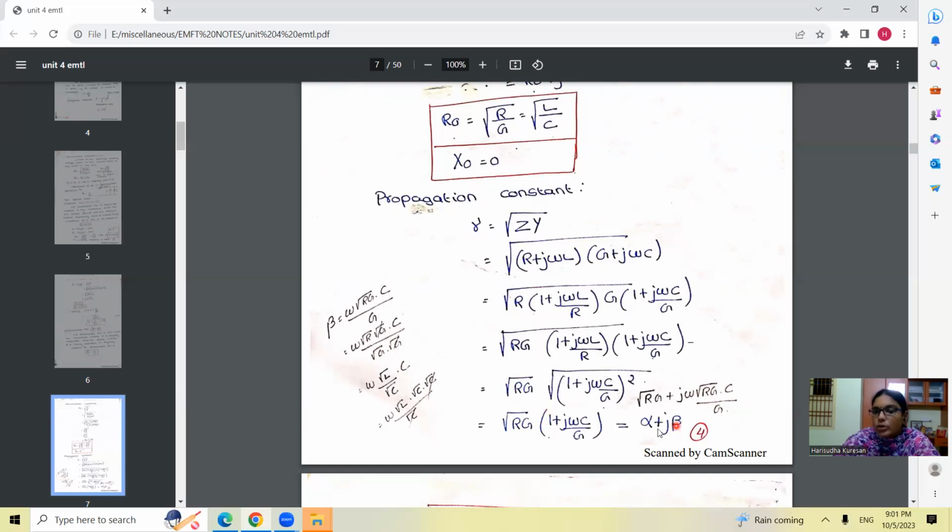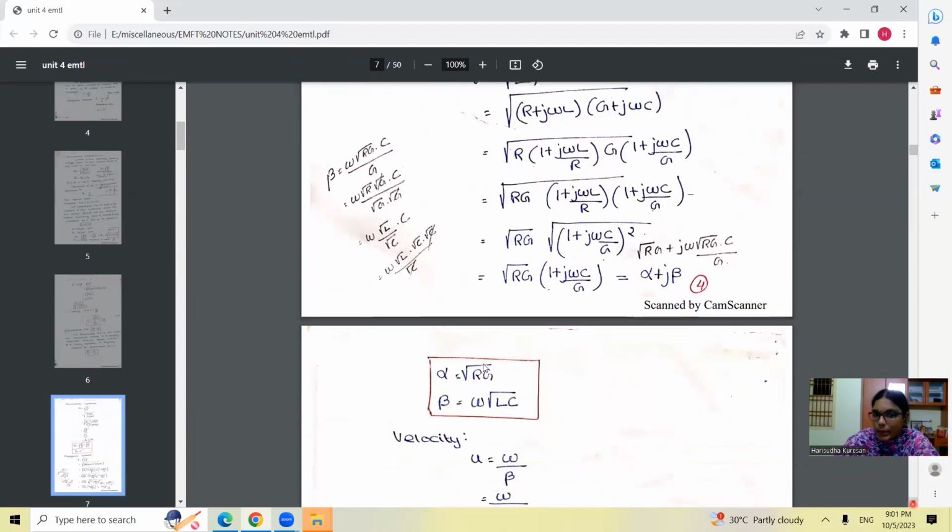Propagation constant can also be written in terms of alpha plus J beta. So here the real part will be square root of RG and the imaginary part will be square root of RG upon omega C by G. So cancelling out the possible terms, we get alpha is equal to square root of RG and beta is equal to omega into square root of LC.